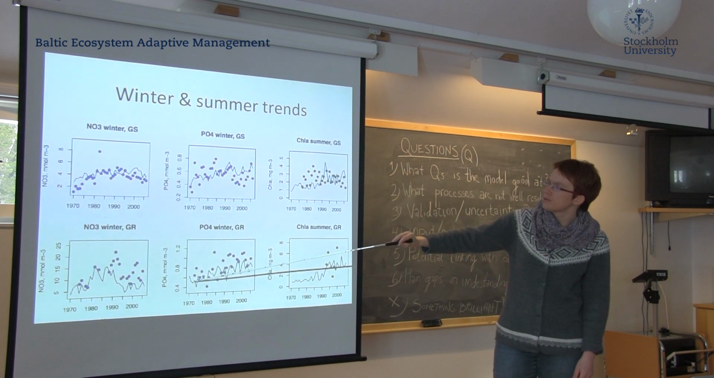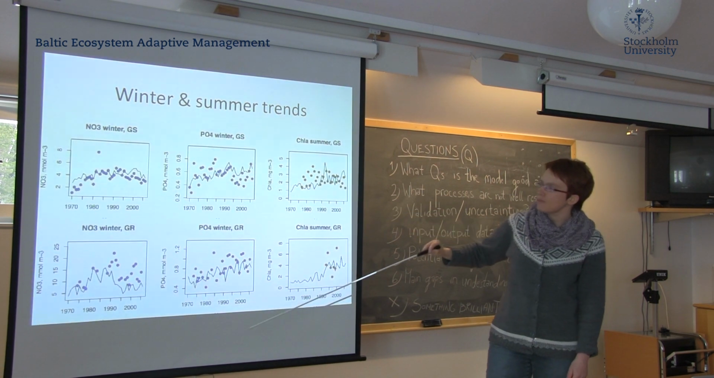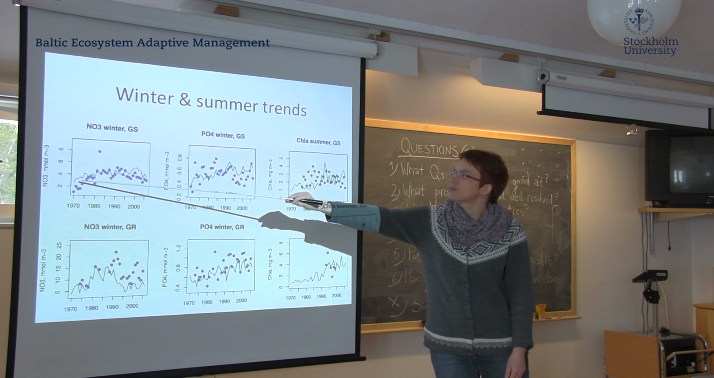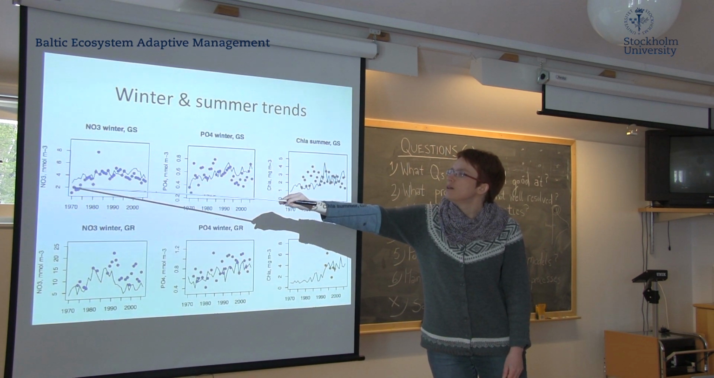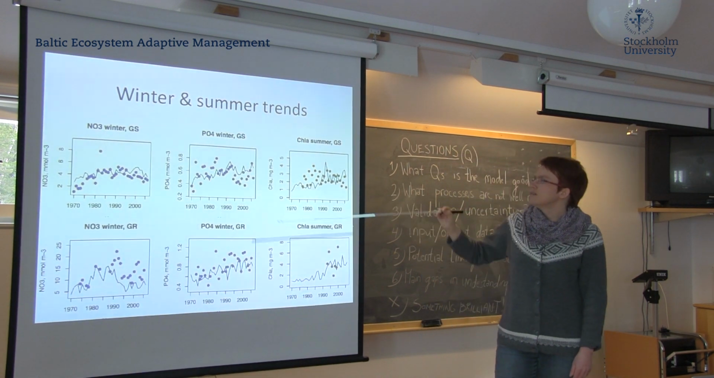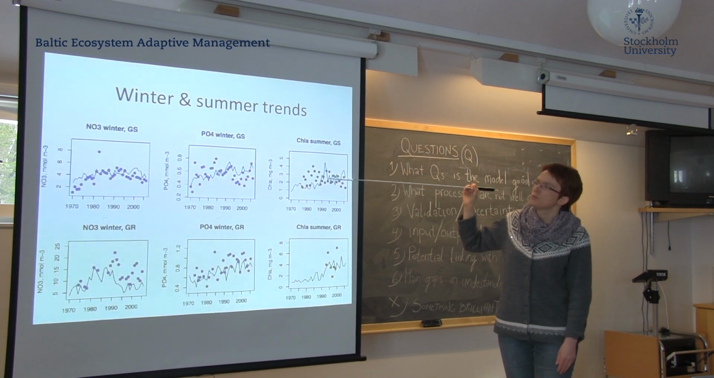For example, for the Gulf of Riga, you get this nice increase in winter phosphate. You can see that, and for nitrate, I think the Gotland Sea, that's also sort of nice. You get this increase and then a decrease, and then you see some disagreements. And the same is with phytoplankton, basically.